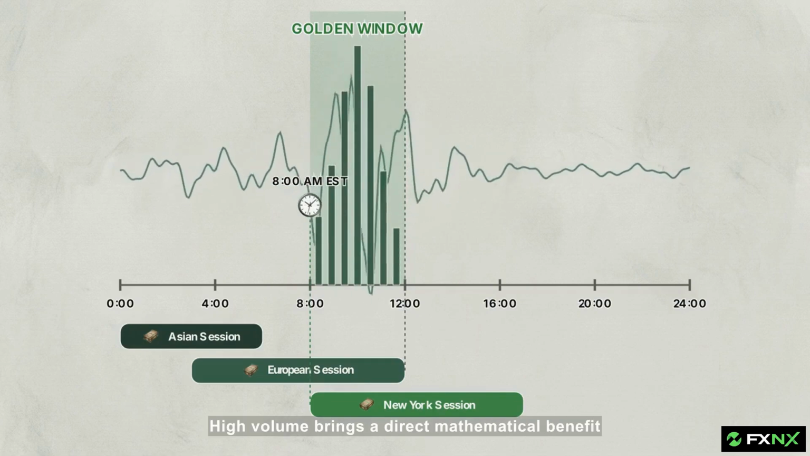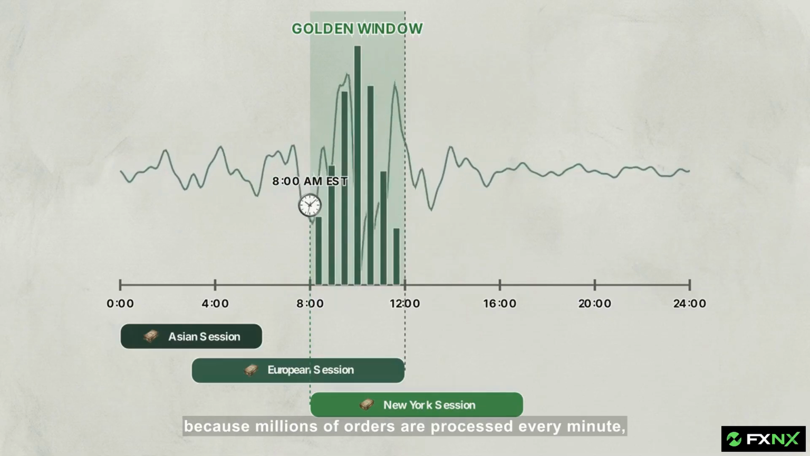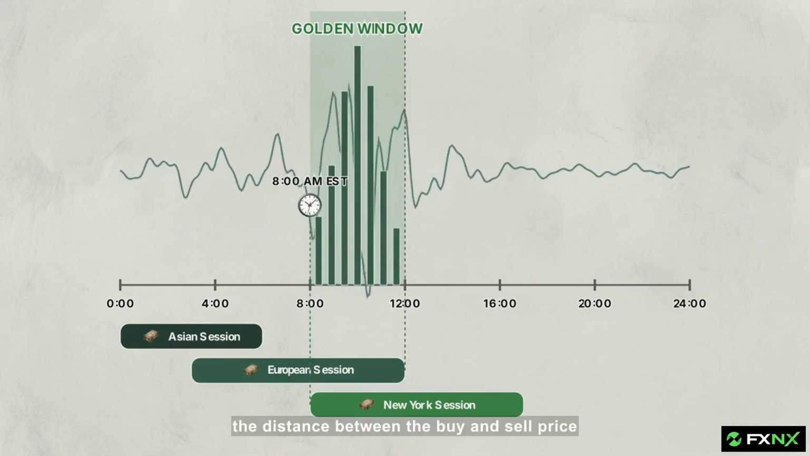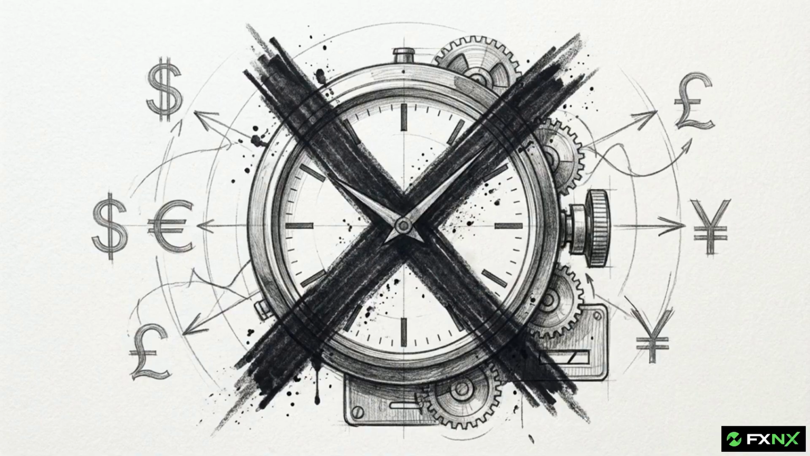High volume brings a direct mathematical benefit. Because millions of orders are processed every minute, the distance between the buy and sell price compresses. That tight spread makes entering and exiting your positions significantly cheaper.